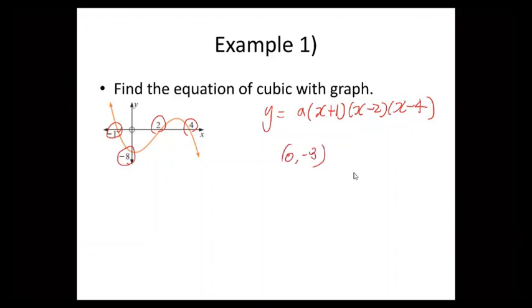So let's say this is p(x). When you plug 0 here, it has to give negative 8. So what you have is a times 1 times negative 2 times negative 4, which is negative 8. So what is your a then? Because it's a times 8, a is going to be negative 1 to make it negative 8. Do you understand? Is it okay?